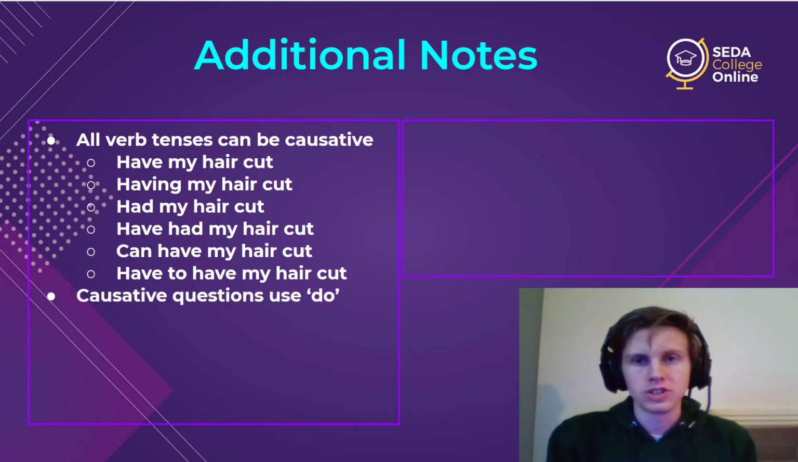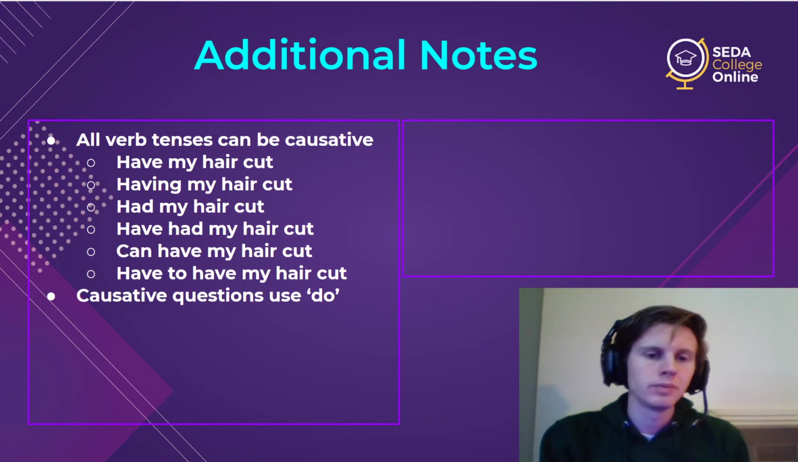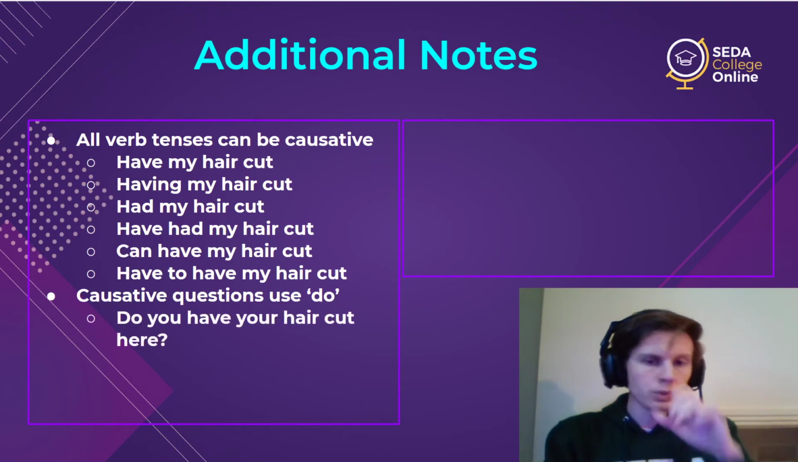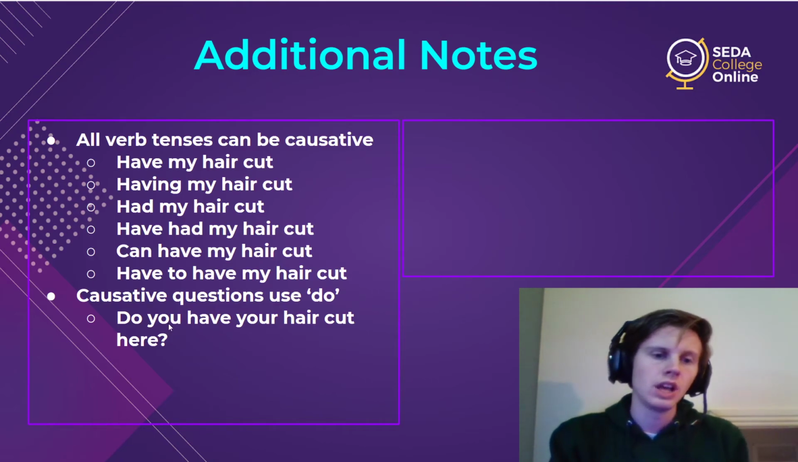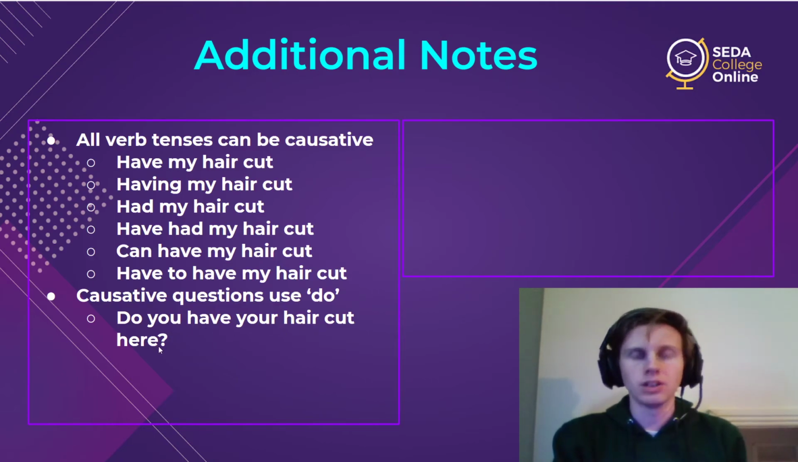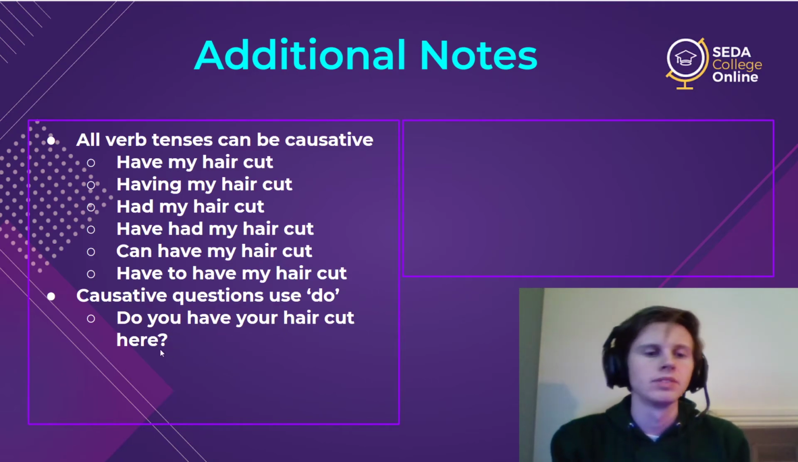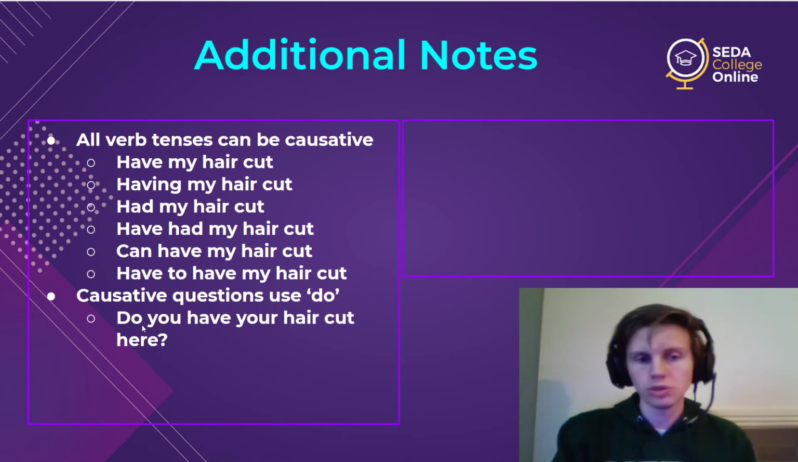So what about questions? How do I make questions about this? Well, for questions, we use do. So you add do to the sentence. Do you have your haircut here? So the original sentence, you have your haircut here. I have my haircut here. And then to make the question, do. Do you have your haircut here?